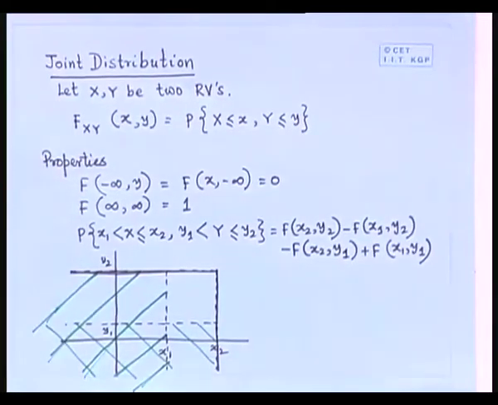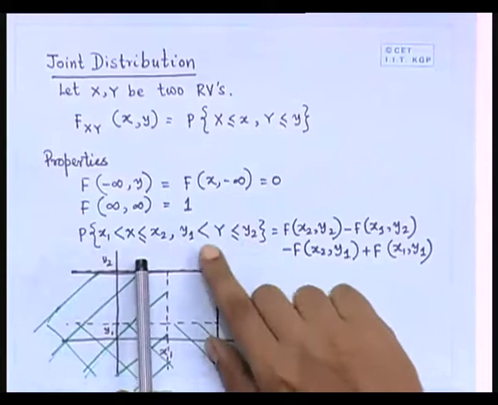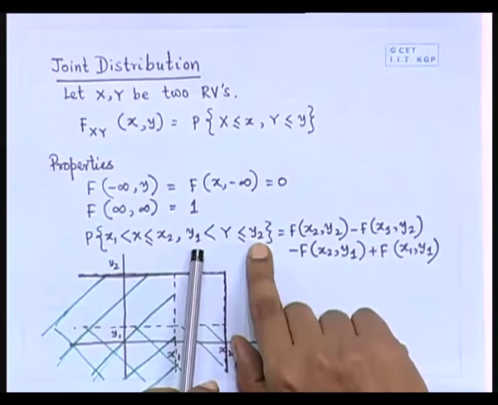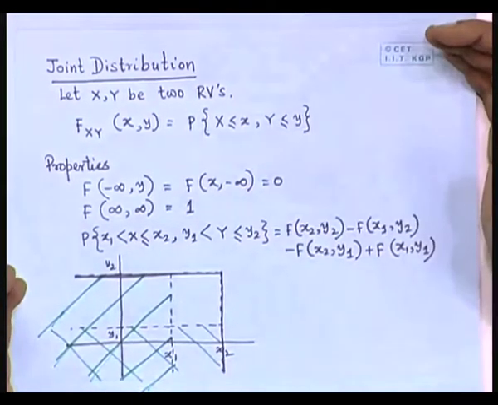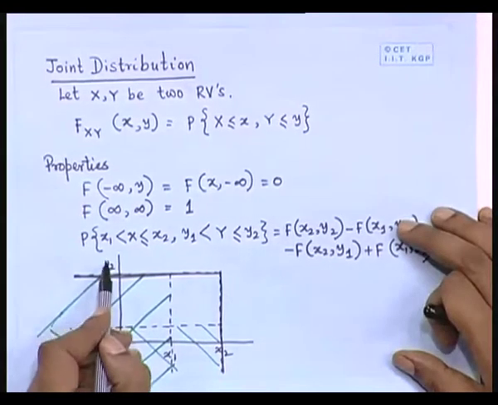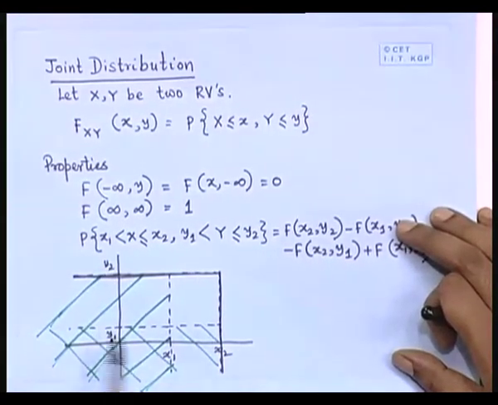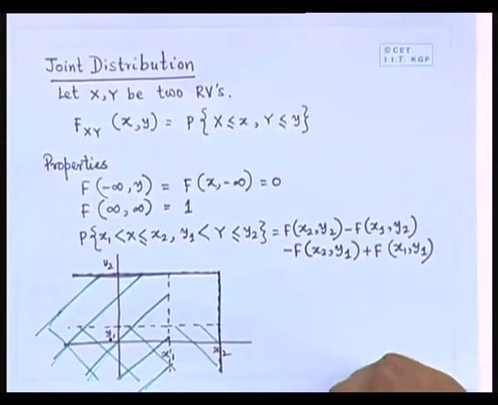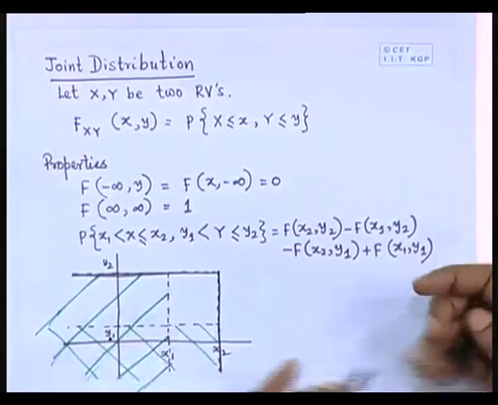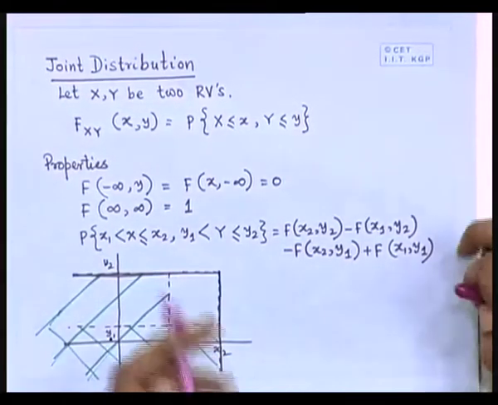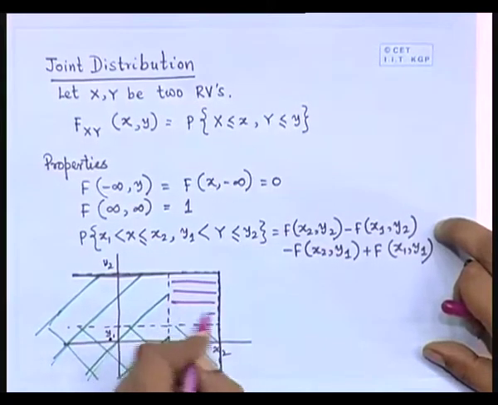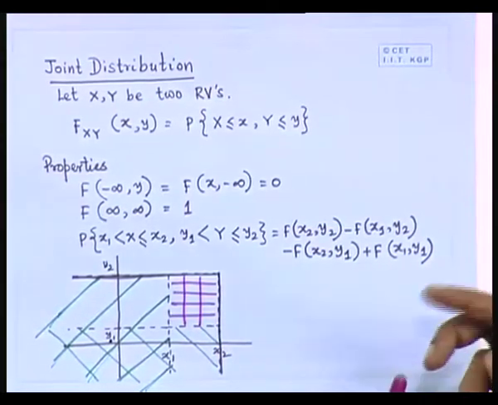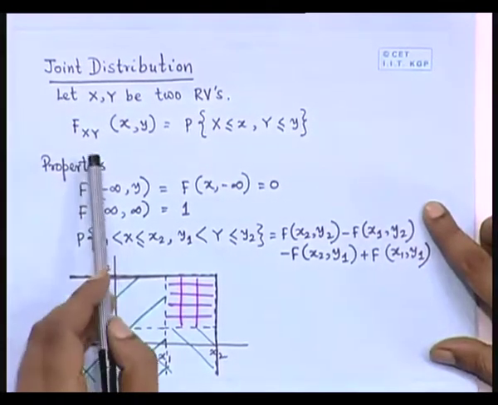So now let us see, many times we would like to know what is the probability that X lies between x1 and x2 and Y lies between y1 and y2, given the distribution functions, right. So you see, this is y2 and this is y1, suppose these two lines, and this is x1 and this is x2. So what are we talking about? We want to find out the probability of this part, naturally. So that we have to find out in terms of the distributions.